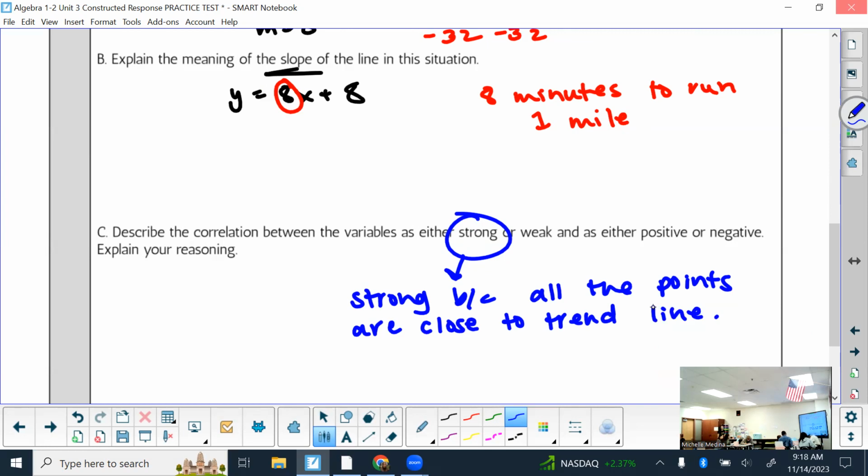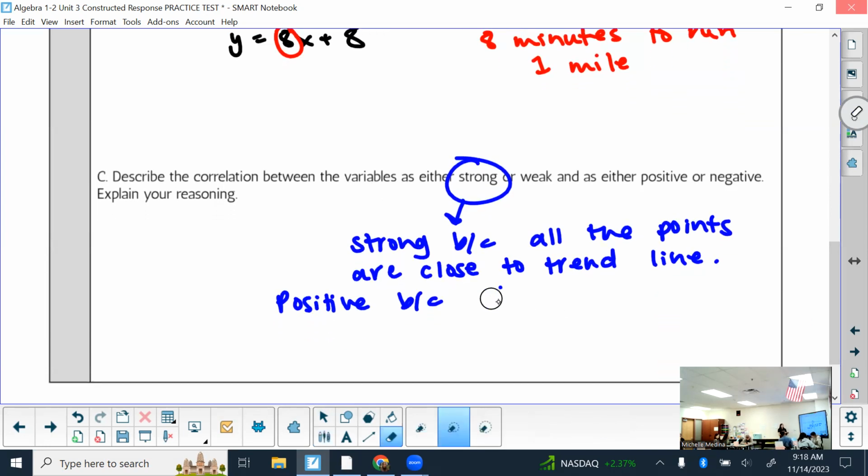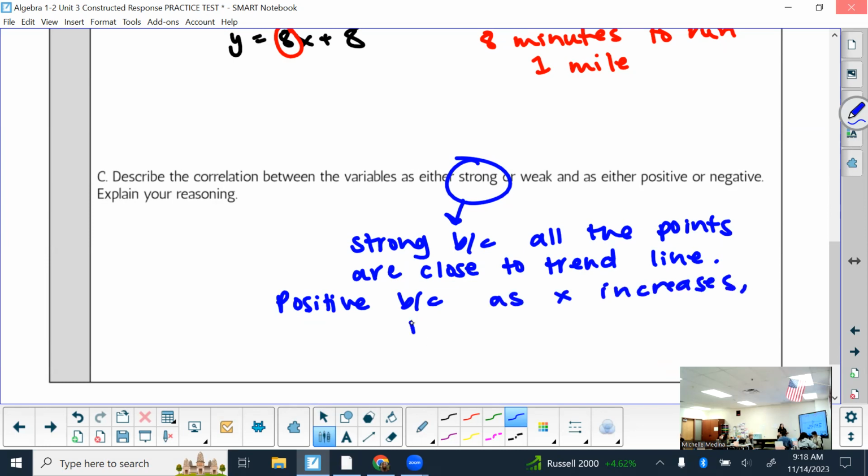And then is it positive or negative? Positive, and how do you know it's positive? Because it's going up from left to right. You could say that. You could say because as x increases, the y increases, or something to that effect. You could say it's going up from left to right. Just try to use complete sentences. But yeah, when we describe this correlation, it is a strong positive correlation.